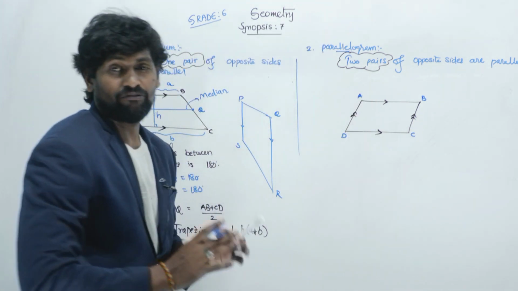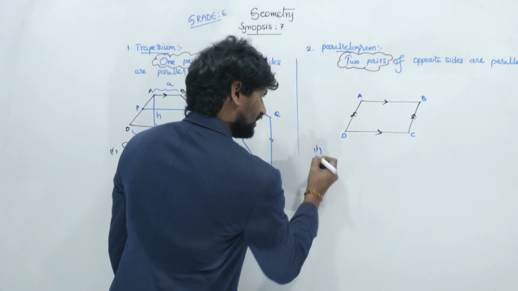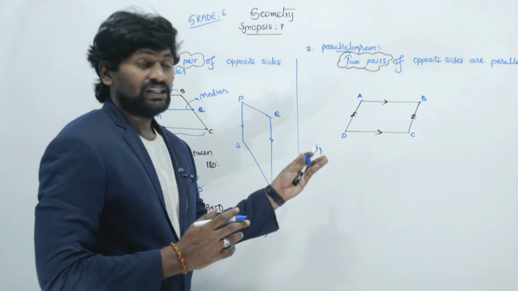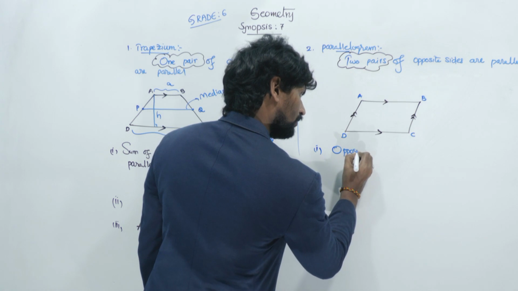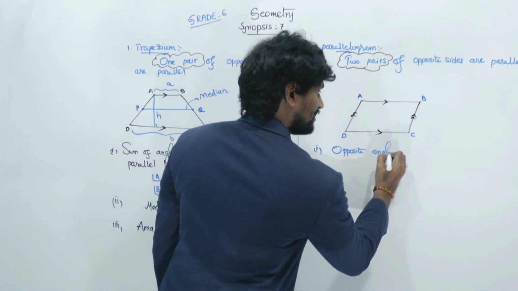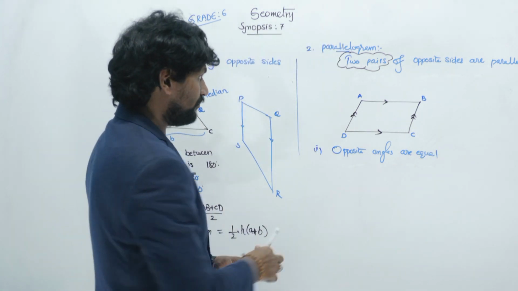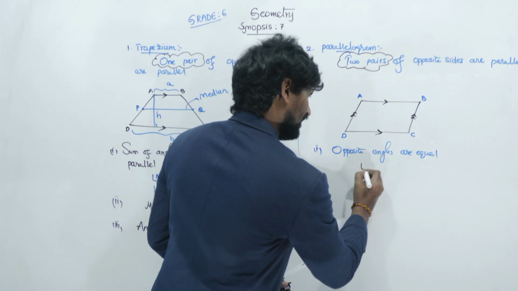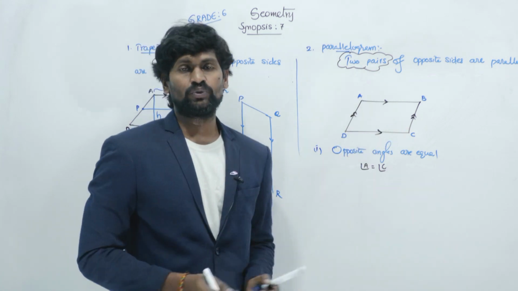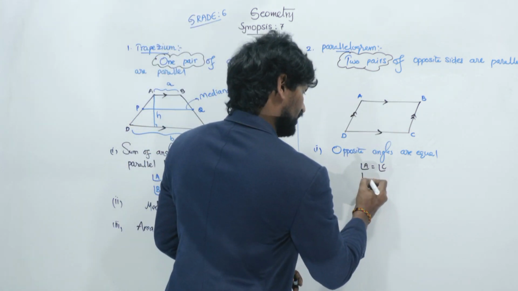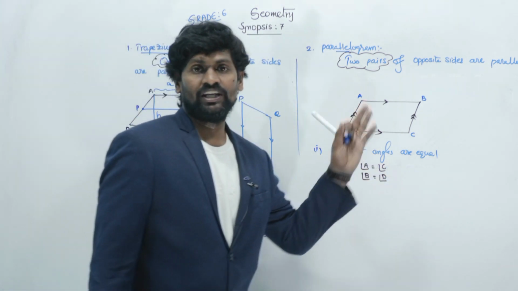Now here we have very important properties for a parallelogram. The first property is opposite angles are equal. What are opposite angles here? Angle A equals angle C, because A and C are opposite to each other. Same way, angle B equals angle D. So opposite angles are equal in a parallelogram.